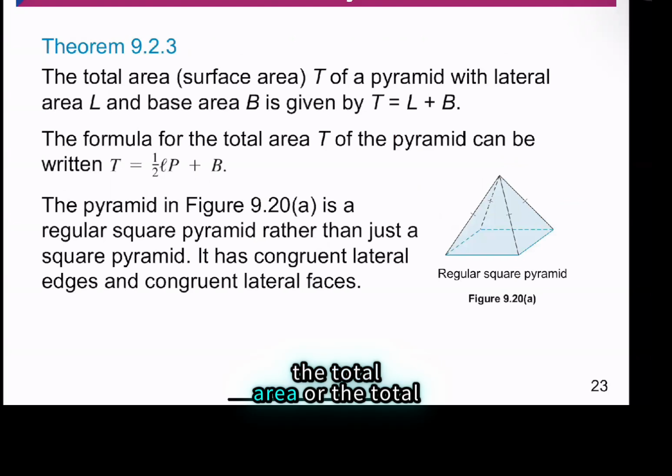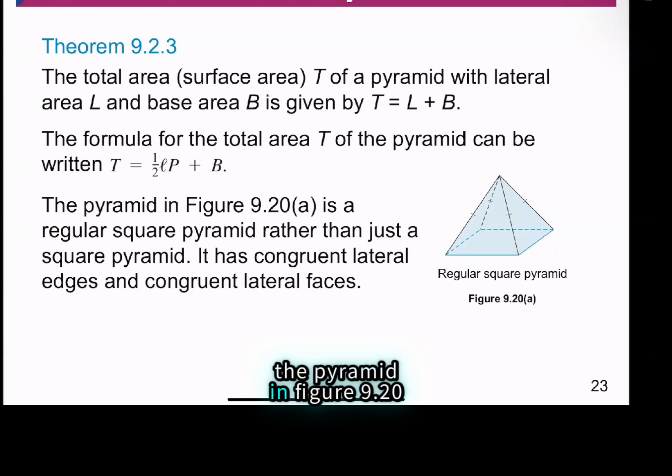The total surface area T of a pyramid with lateral area L and base area B is given by T equal to L, the lateral surface area, plus the base area B. The formula for the total area T of the pyramid can be written as T equal to 1/2 of the slant height L times P plus the base area.